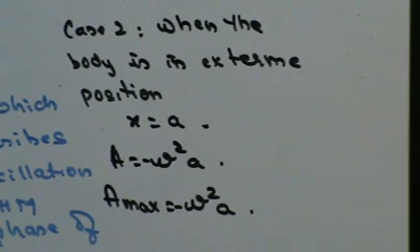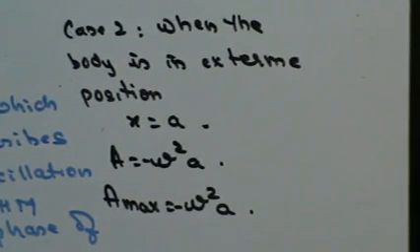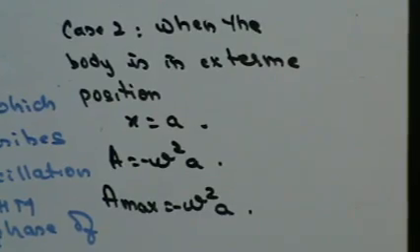So the maximum acceleration of the body is in extreme position and the minimum acceleration of the body is in mean position. The maximum acceleration is minus omega square a and the minimum acceleration is 0. Do we understand the minimum and maximum values of velocity and acceleration?